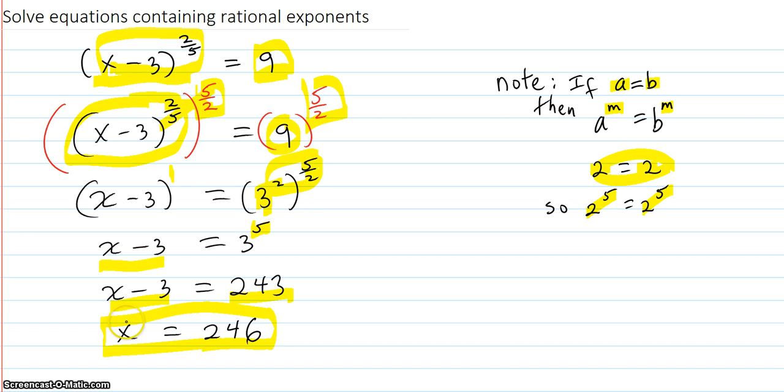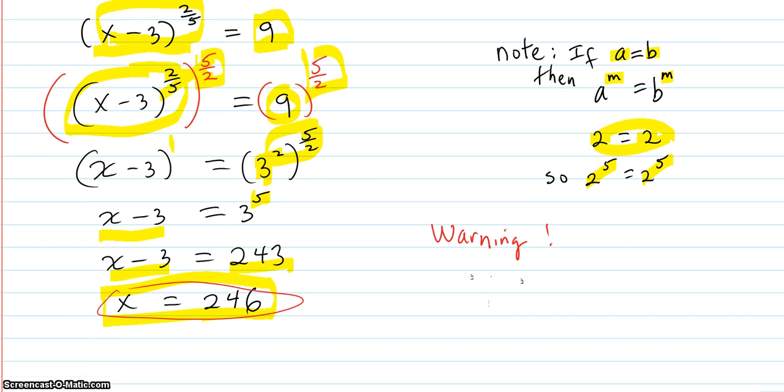Now, we have our answer here, but there's a little bit of a warning that I have to tell you about. Warning. Okay, let's say you have x equals 1. Then you square both sides by raising each side to the exponent of 2.